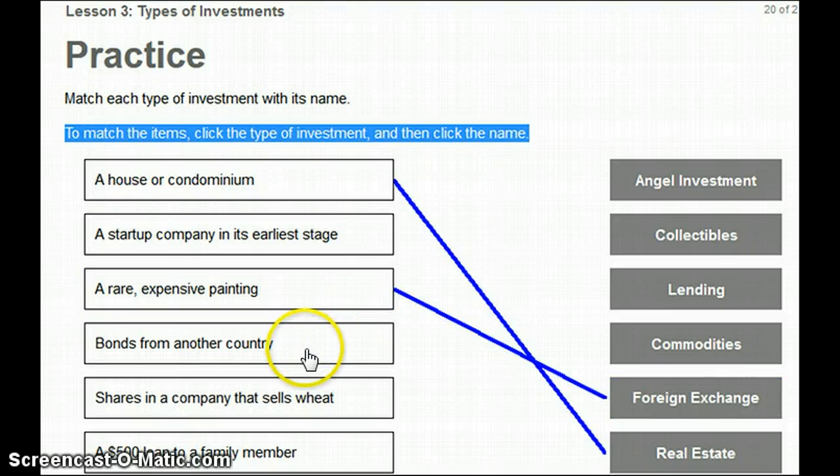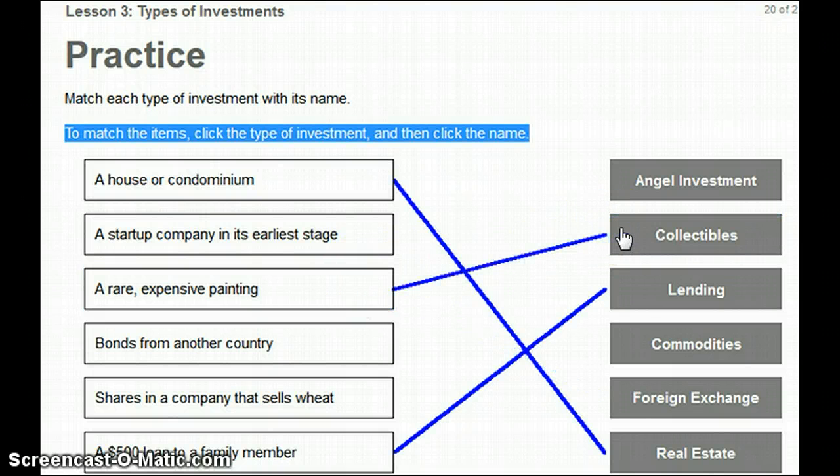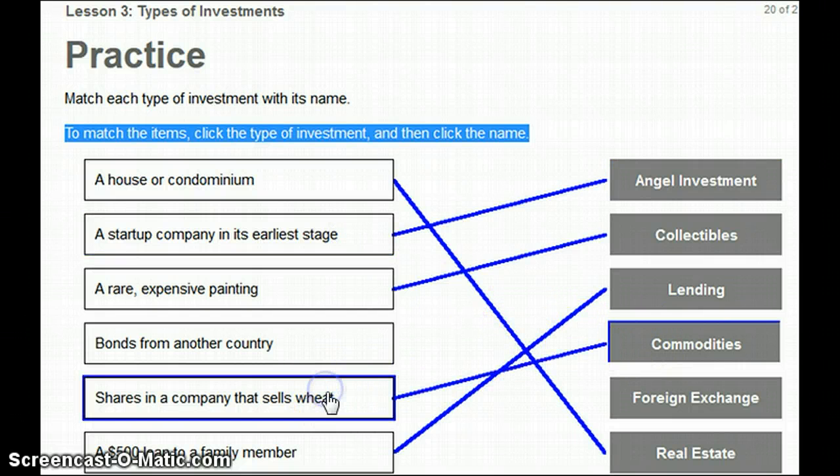Lending would be if I loan a family member $500. Let's see, collectibles might be a rare and expensive painting. An angel investment, it's probably an investment in a company at its early stage. And a commodity, well, that's going to be something we need, like wheat.